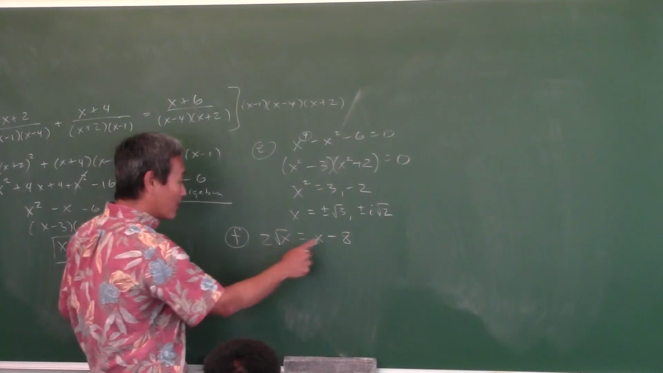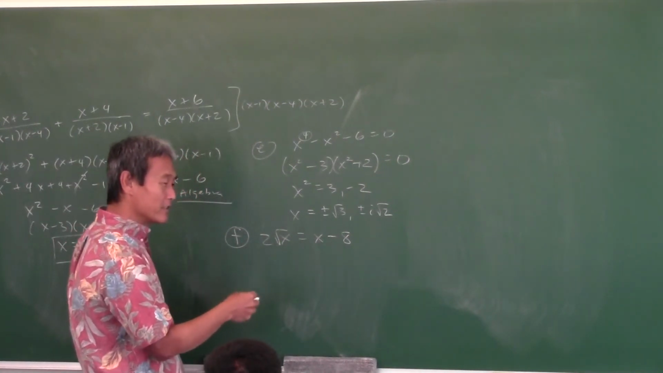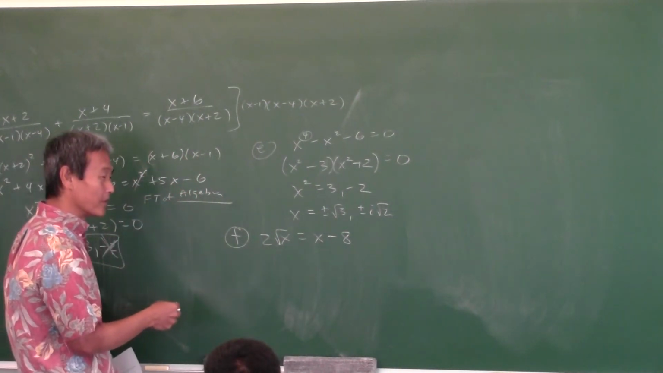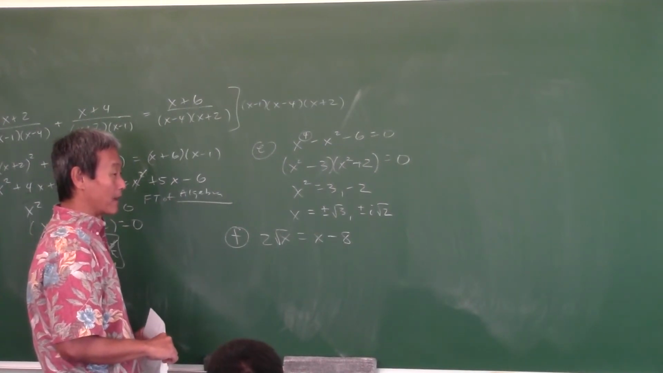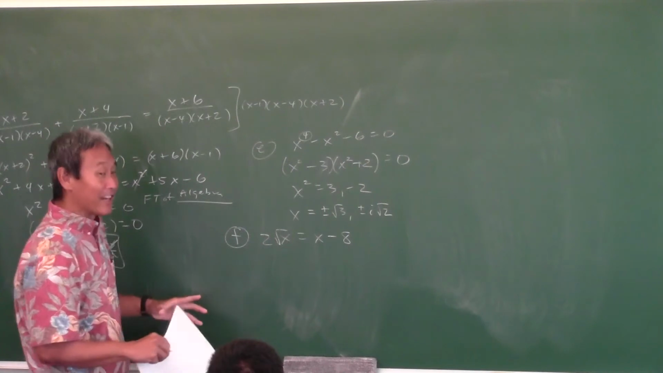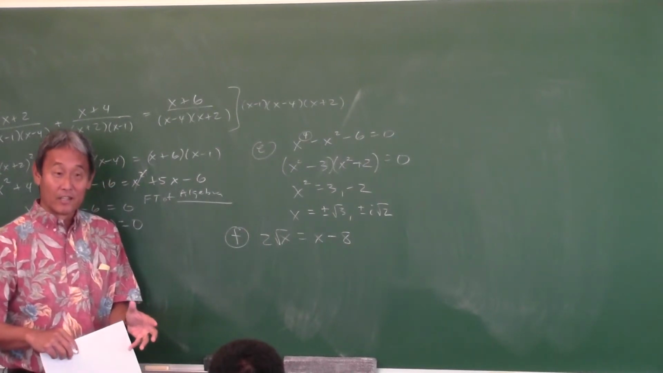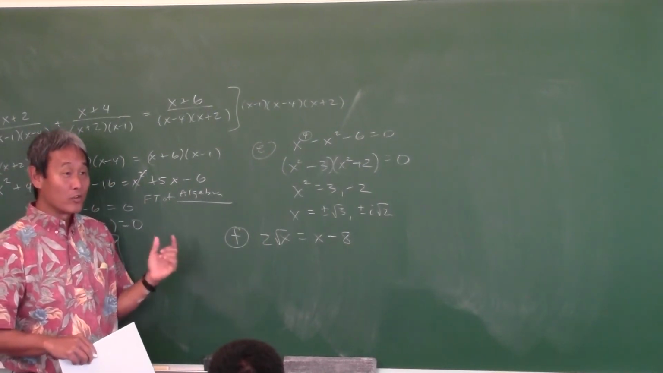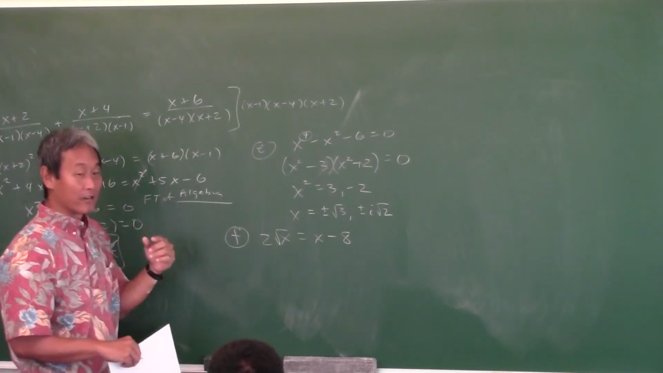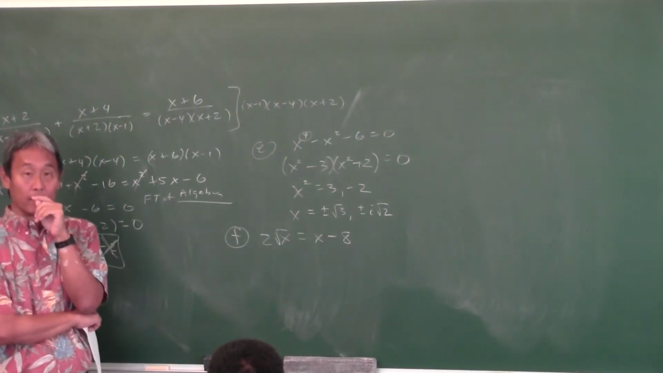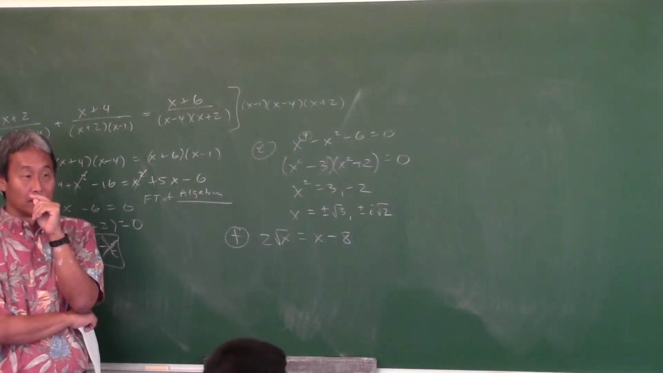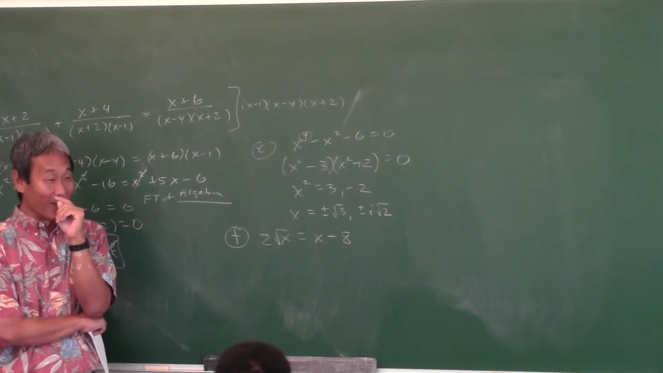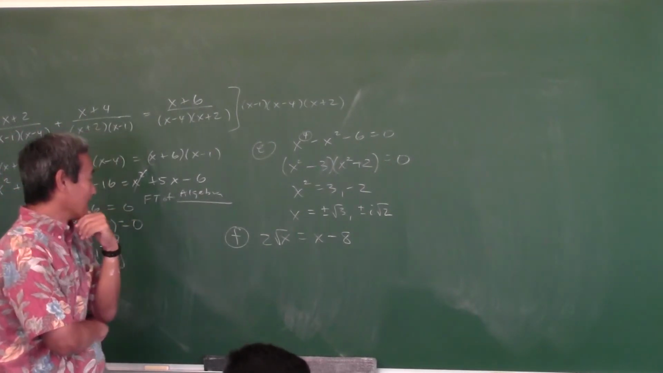See, if you square both sides, what did your teacher teach you in Algebra 1 and 2? If you square both sides, you have to check your answers. Did you guys learn that? Yes or no? Whenever you square both sides of an equation, you have to check your answers. Why? Because Mr. Teskey said so. This is the rule.